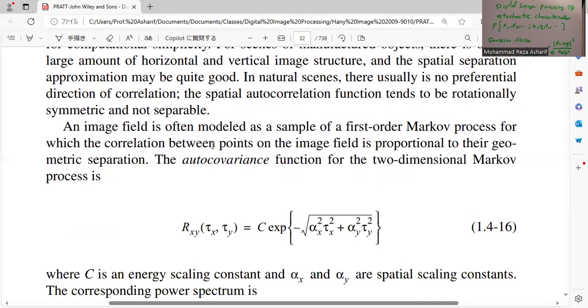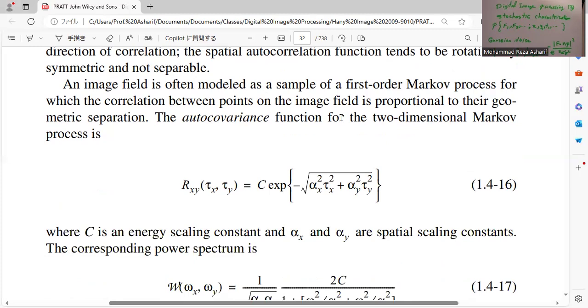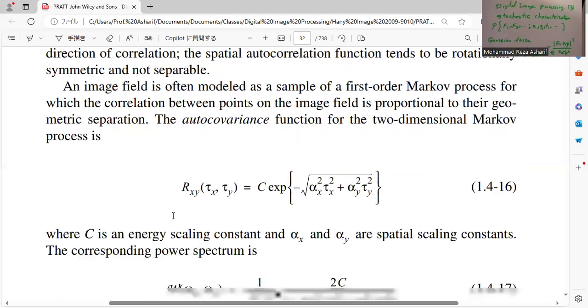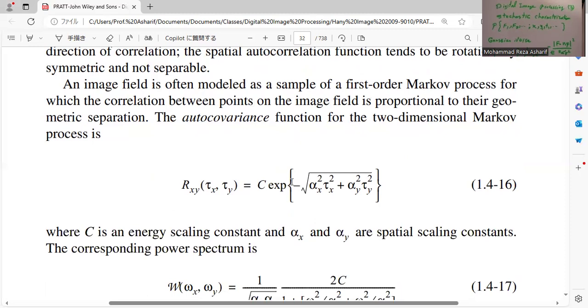Also, there are other autocovariance functions. This one is the two-dimensional. The autocovariance function for a two-dimensional Markov process is this. An image field is often modeled as a sample of a first order Markov process, for which the autocorrelation between points on the image field is proportional to their geometrical separation. So this is the Markov process.